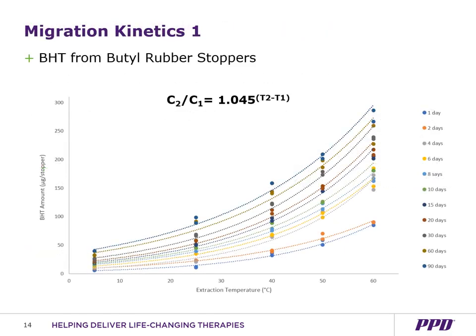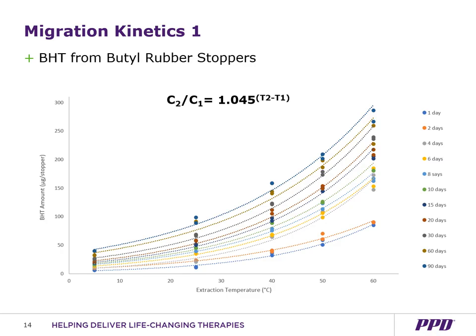From the data, we were able to develop a concentration projection model related to temperature. In this plot, we have BHT concentration plotted against extraction temperature, as shown here, for a given time interval. Each set of data plotted, each curve, represents a given time interval in days. As the figure shows, the extracted BHT amount increased exponentially with extraction temperature.